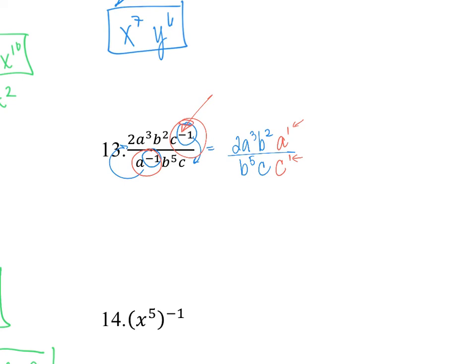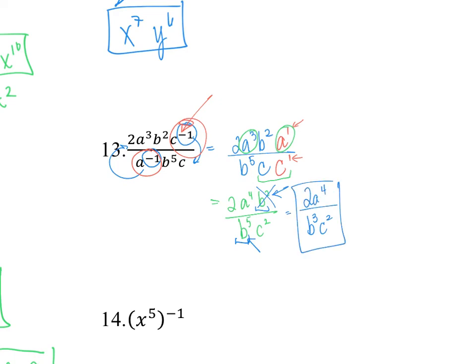So then this will become, on the top, I have 2, but there's an a cubed and an a. That's a total of 4 a's together. And then b squared still sitting there. On the bottom, I have b to the fifth and a c and then c to the 1. That's just going to be 2 c's. And then this isn't completely simplified because I have the same base in 2 places. So if I have 5 b's here and 2 here, I'll be able to cancel out those 2, but then I would have 3 b's on the bottom.